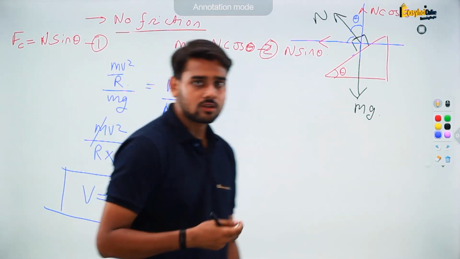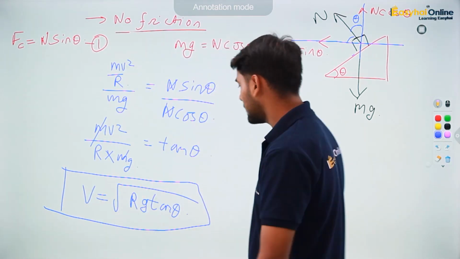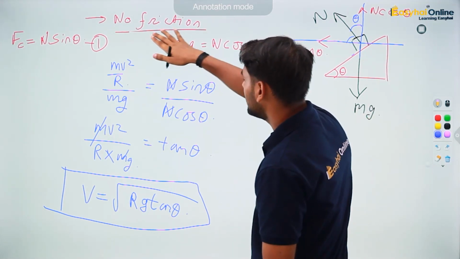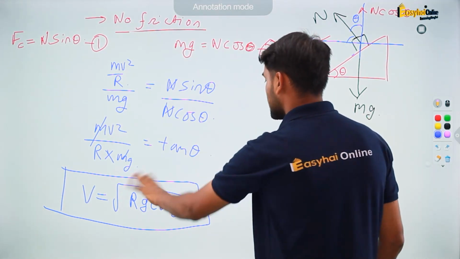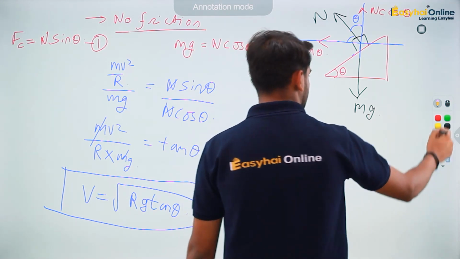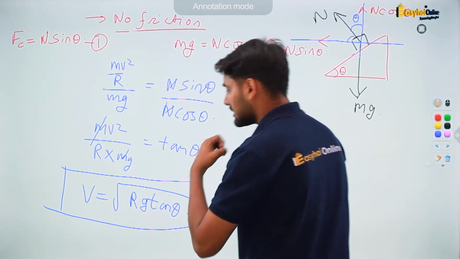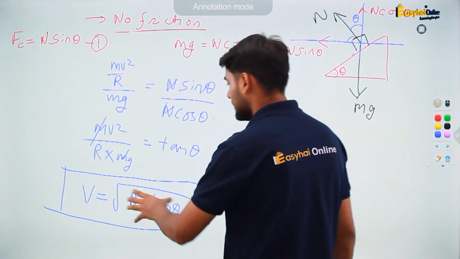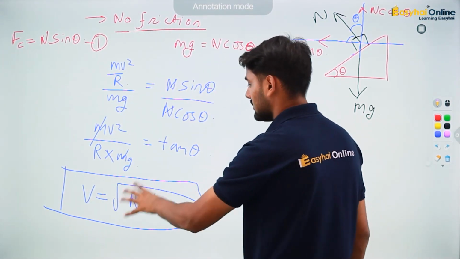This is the velocity of the car, the safe velocity for the car when it is going on a banked road and in a situation when there is no friction. So v is equal to under root of r g tan theta. You can clearly see that in this case as well, it is independent of the mass of the car itself. And another important case is, this is the critical velocity once again.